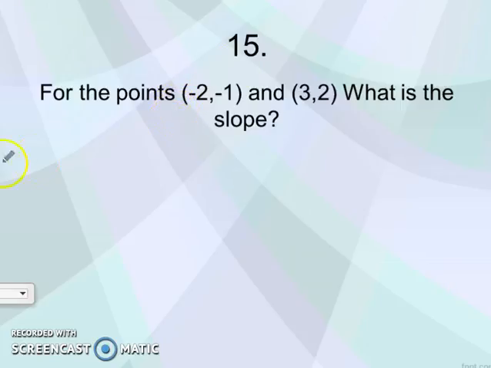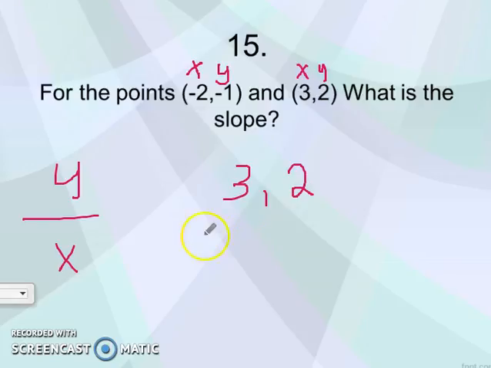15. This is the toughest one on this. It says for the points -2, -1, and 3, 2, what is the slope? Well, let's make this easy for ourselves. I know to find slope, I have to subtract my y's, and then I have to subtract my x's. Notice in each ordered pair, the first one is an x, the second one is a y. So let's make it easy for ourselves. Let's put those points on top of each other.